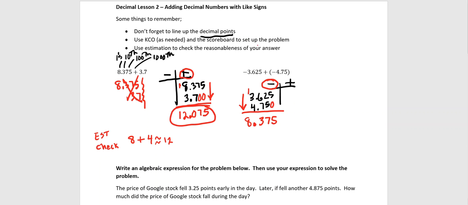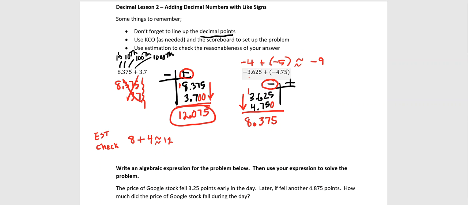Well, let's see. If I double check it through estimating, negative 3.625, that's more than negative 3.5, so that's going to round to the next integer, negative 4. Negative 4.75 is going to round up to the next nearest integer, negative 5, and we're adding those. So we're looking for an answer roughly in the negative 9 range.